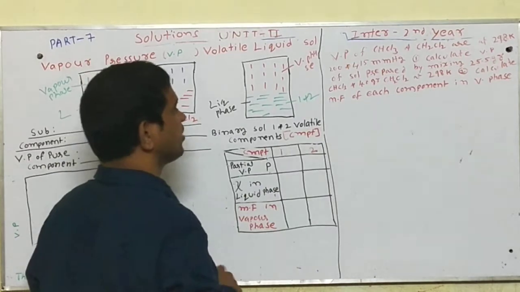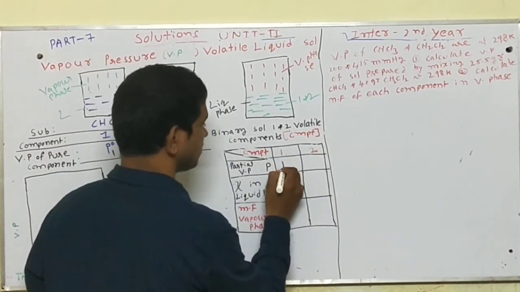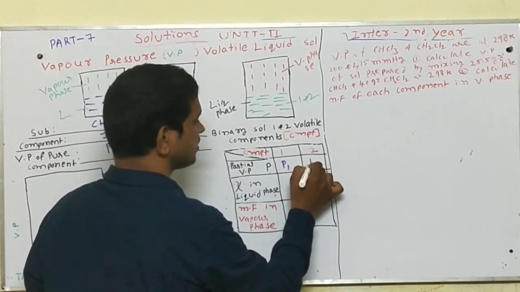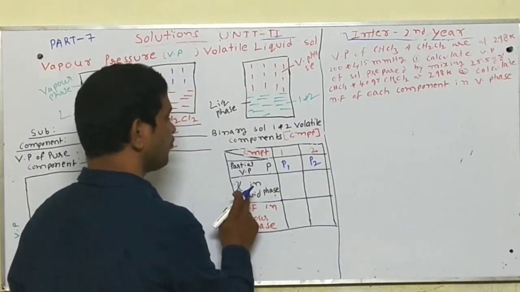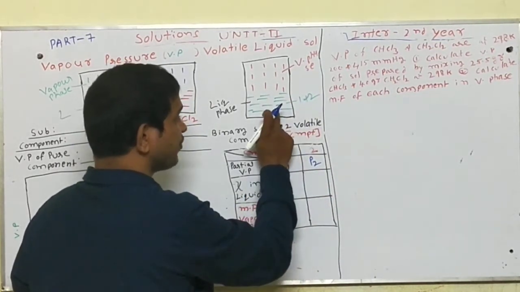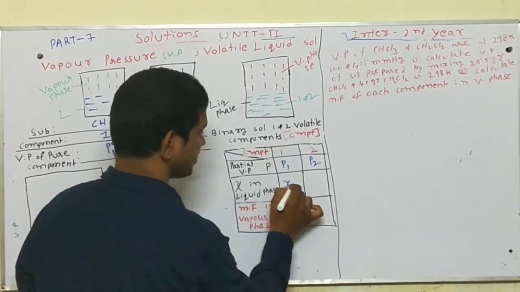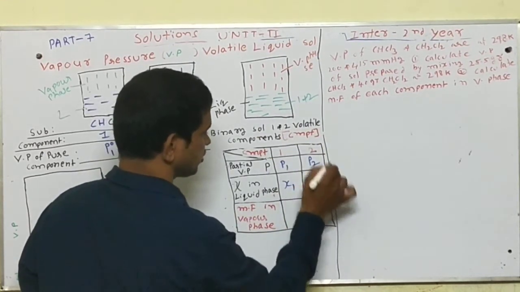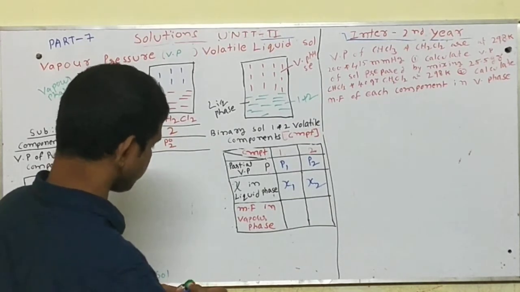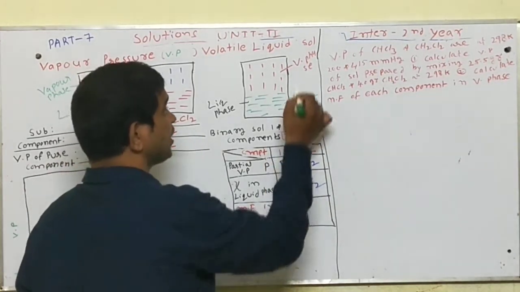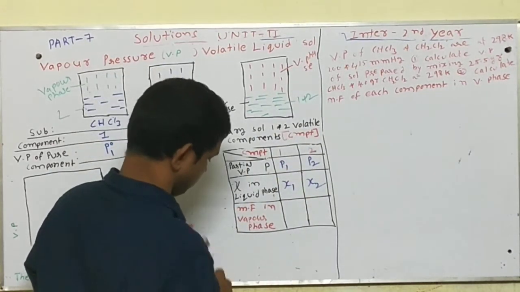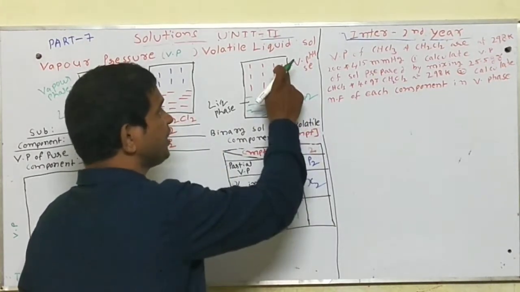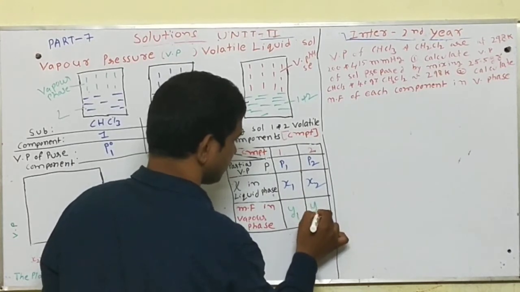Partial vapor pressure exerted by component 1 is denoted as P1, and the partial vapor pressure exerted by component 2 is denoted as P2, and mole fraction of component 1 in liquid phase is denoted as X1, and mole fraction of component 2 in liquid phase is denoted as X2, and mole fraction of component 1 in vapor phase is denoted as Y1, and mole fraction of component 2 in vapor phase is denoted as Y2.